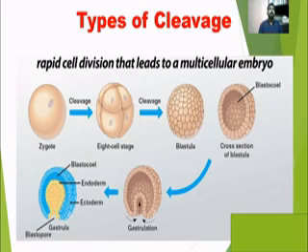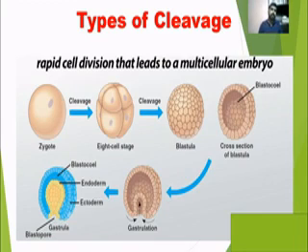Then let us move toward the next subunit, and it is nothing but the types of cleavage. First, I just want to clarify what the meaning of cleavage is. Cleavage is nothing but the cell division which goes on inside the fertilized egg, up to the formation of the fetus or the embryo.